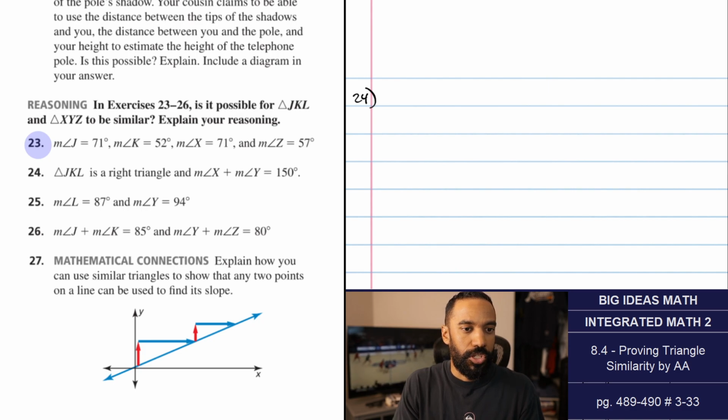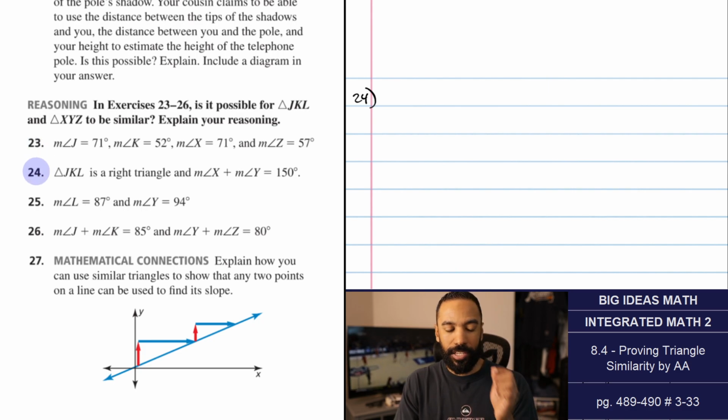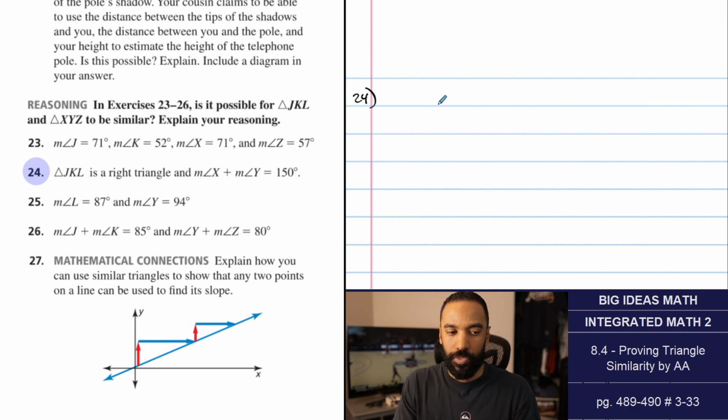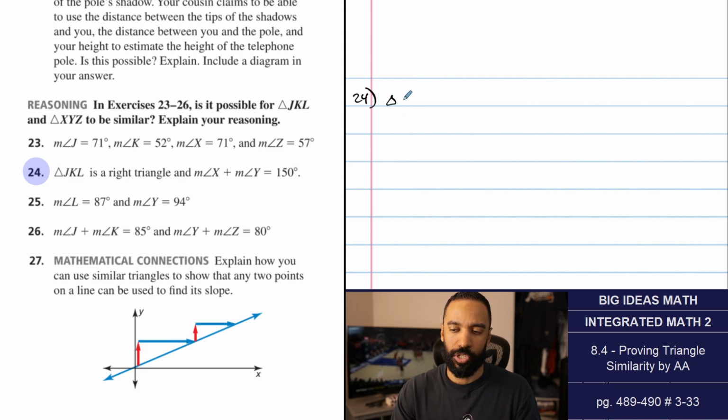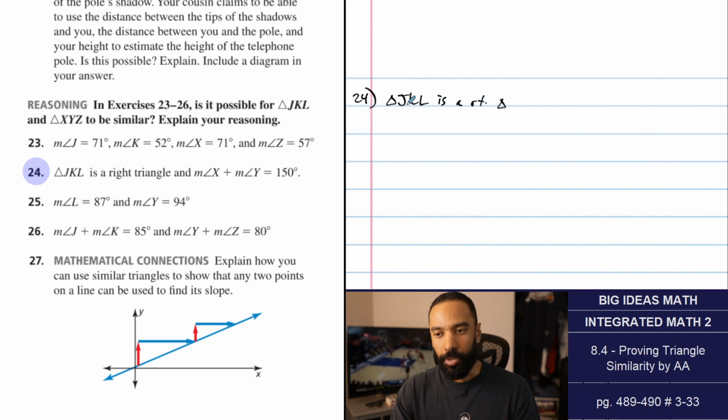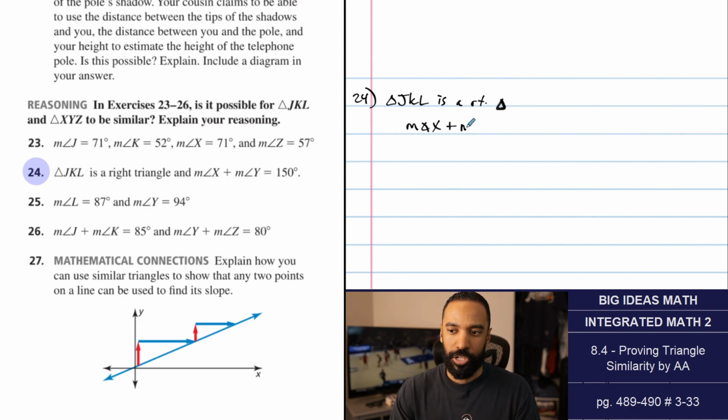Number 24. JKL is a right triangle, and measure of angle X plus measure of angle Y equals 150 degrees. The first one was a definite, it's not only possible they're similar, they were similar. This one, you have to ask yourself a little bit more. So triangle JKL is a right triangle. They don't tell you in this case which angle is the 90-degree angle. So, I don't know. Measure of angle X plus measure of angle Y is 150 degrees. So, is it possible? Yeah.